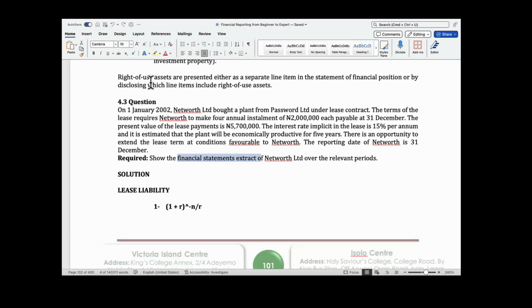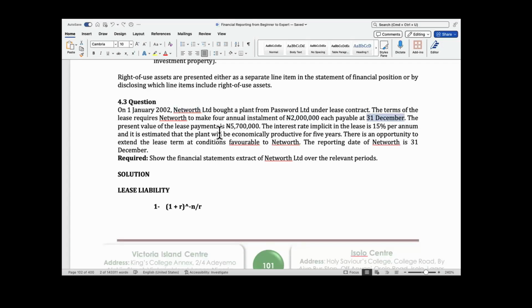So in this question, you will see that we are required to prepare this financial statement extract for Networth. So who is Networth? Networth bought a plant from Password under a lease contract. That means Networth is the lessee. He bought a plant. He is the lessee. So they want us to account for the lessee. Networth will pay 2 million per annum and is paying at the end of the year. So you need to be very careful because if it's paying at the beginning of the year, a lot of things will change. This is paying at the end of the year.